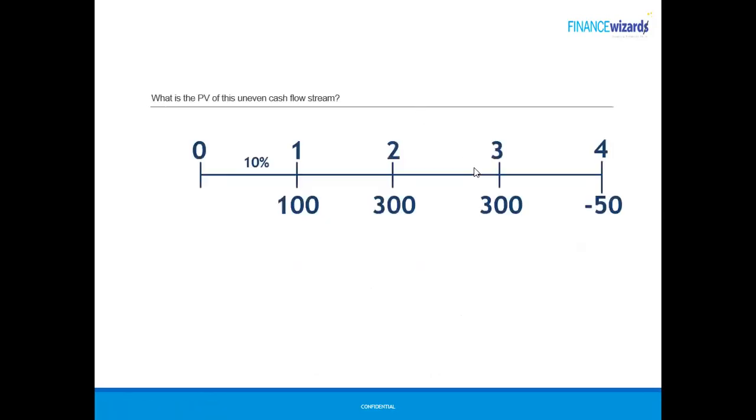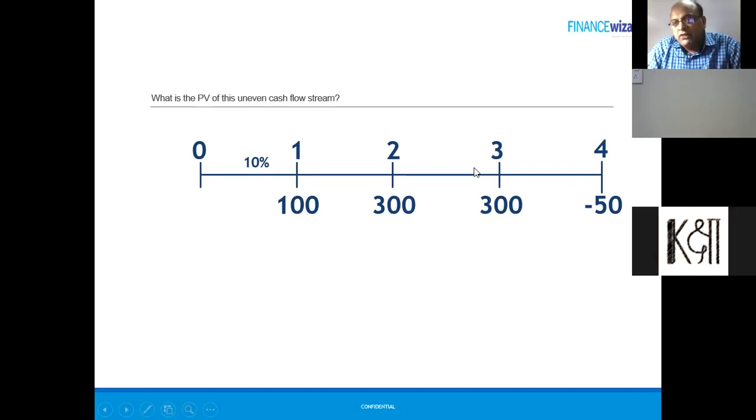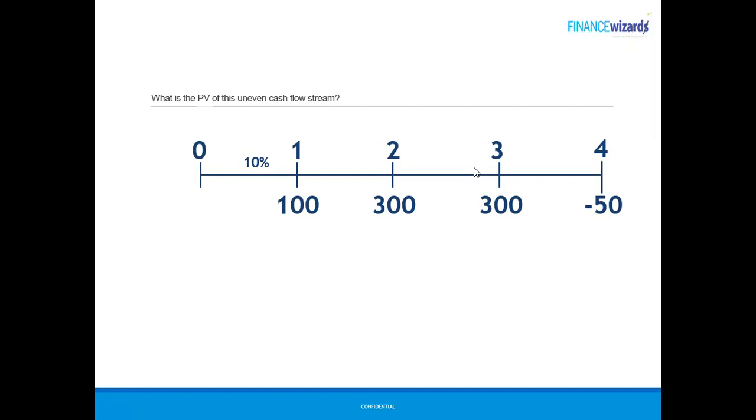Now say this. What is the present value of this uneven cash flow stream? Uneven cash flow stream means the formula of present value and future value can only be used if the PMTs are regular, PMTs are equal. That's why we say PMT is regular payment, equal payment. But if the payment is irregular, if the payments are not uniform, then what do we do? Then in place of PV, we use the formula of NPV.